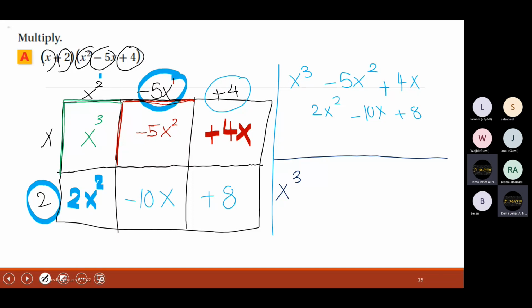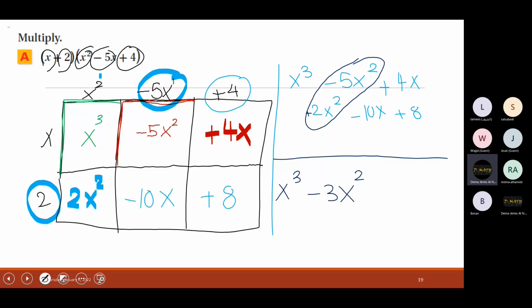Now, negative 5x squared. Is there any term that has a power of 2? 2x squared, the same power. So negative 5 plus 2? Negative 3. You have to subtract.